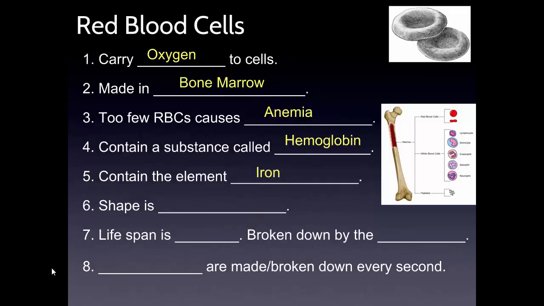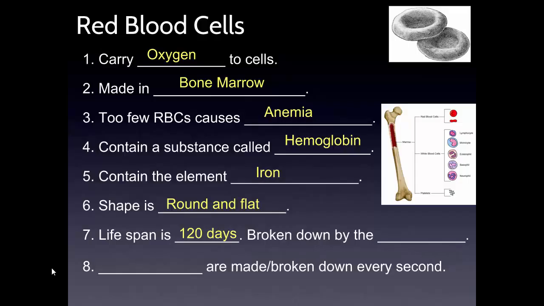The shape of a red blood cell, I call it frisbee shape. It's rounded, it's flattened. And a red blood cell lasts for about 120 days. So they don't live forever.